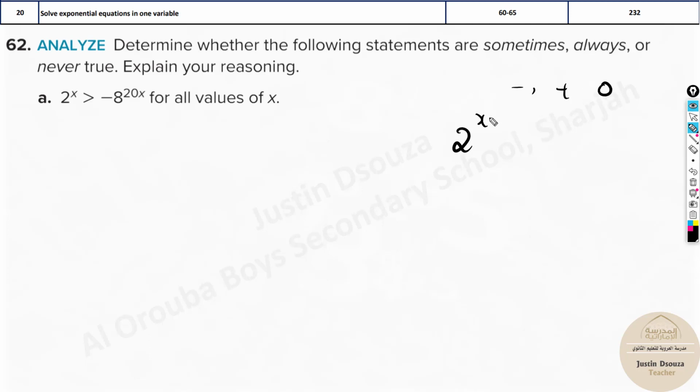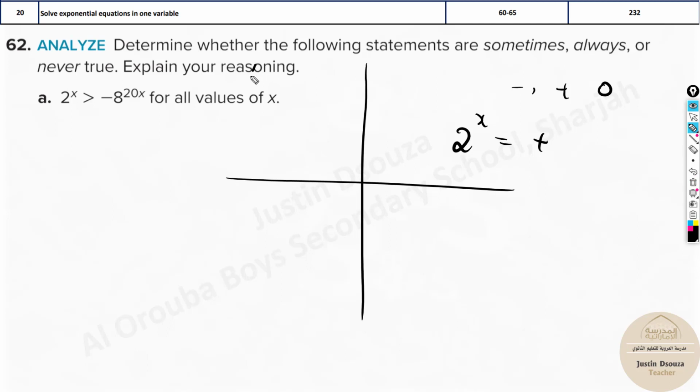What happens? You will get a positive answer only. It will be more than 0 no matter what, because the exponential graph, sorry, that is a very bad line. Let me just draw a straighter line. The exponential graph is like this. It's always positive. You'll never touch this axis. Why? 0 is an asymptote.